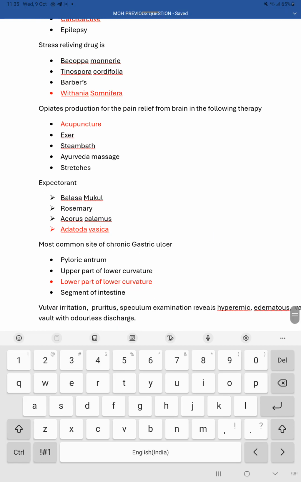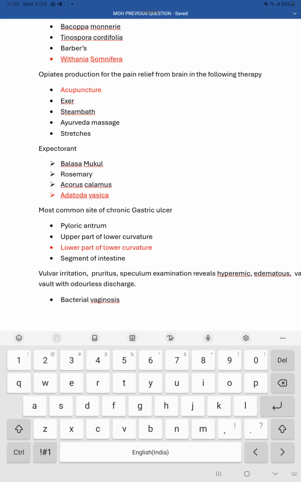The next condition is expectorant, which is the expectorant. So the answer is Adhatoda vasica. Okay, Adhatoda vasica is Vasa. Okay, so Vasa is the best drug for mucus relieving. It helps in relieving the mucus.